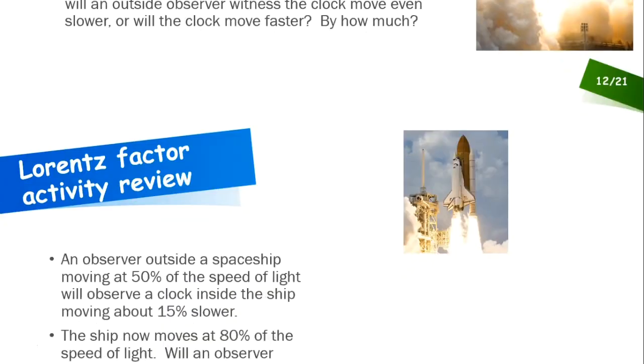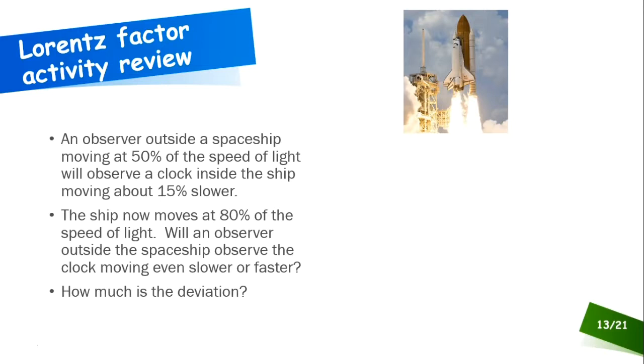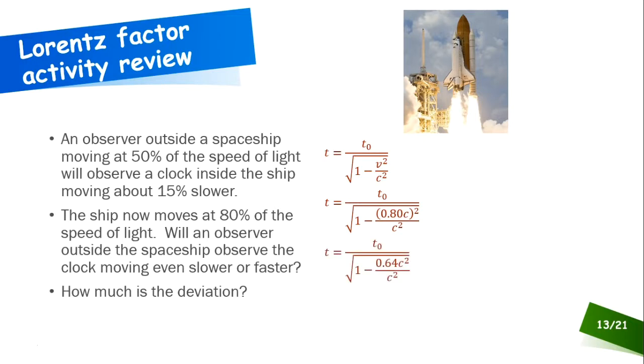Okay, let's see how you did with this. So we have a spaceship that is moving at 80% of the speed of light. We start with our time equation, and we're going to plug in 80% of the speed of light for our velocity. Then 0.8 times c squared is going to be 0.64 c squared. And so we have a c squared on top and the bottom. They cancel out. That leaves us 0.64. 1 minus 0.64 is 0.36. The square root of 0.36 is 0.6. 1 divided by 0.6 gives us 1.67.